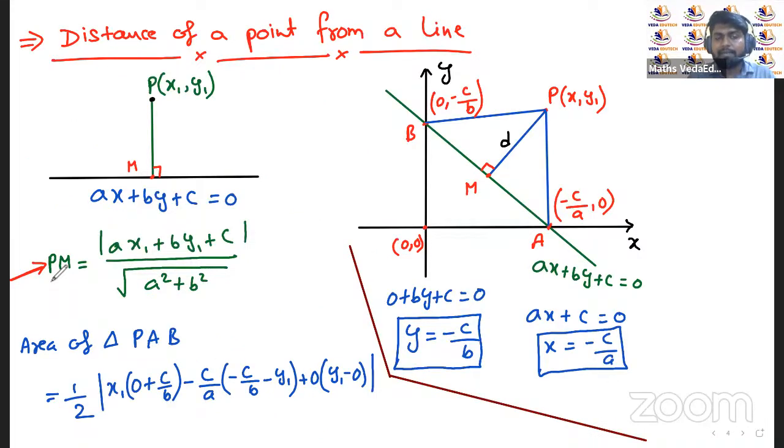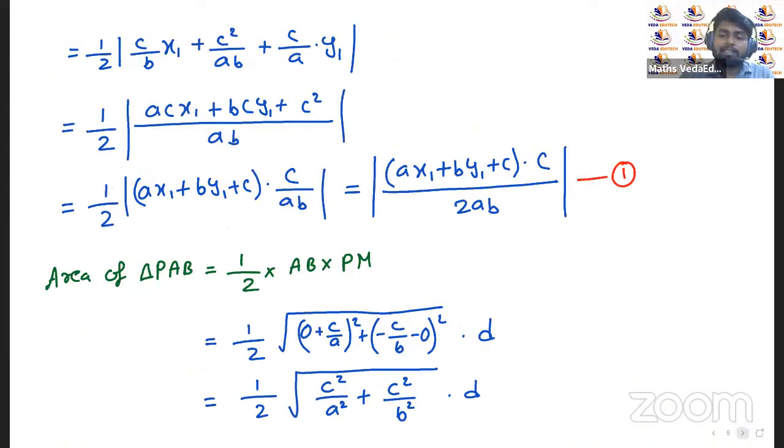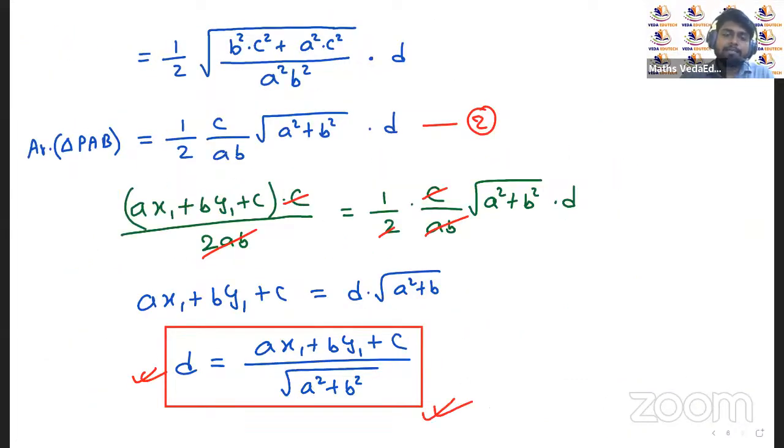It's exactly the same. This one is the proof. From here to here, it's the proof of how to find the distance from a point to a line. If you want, you can note it down. Then I will take simple questions on this topic.